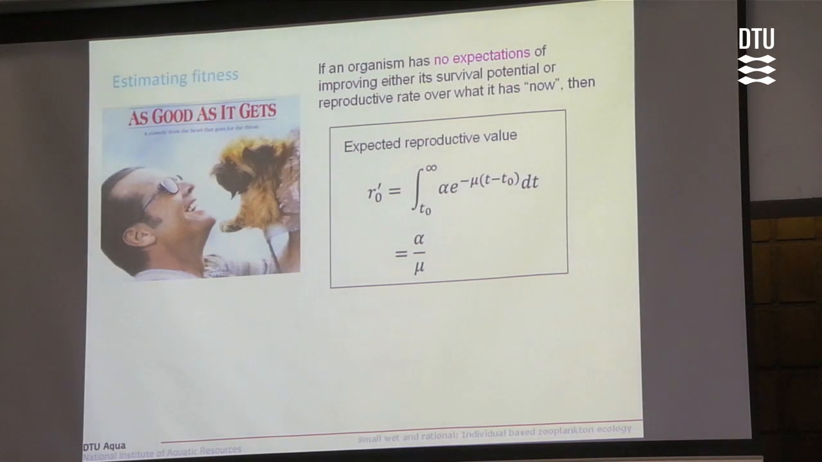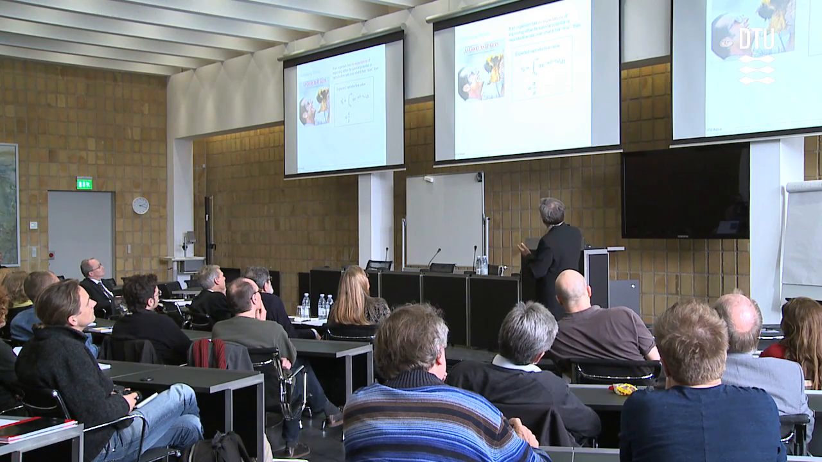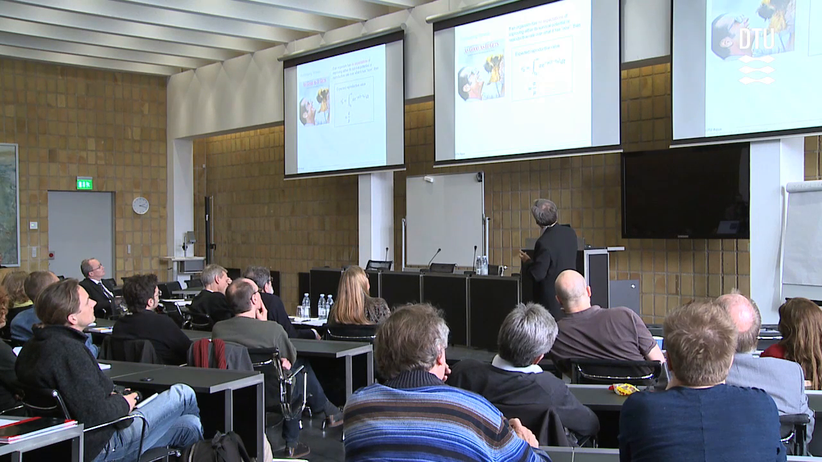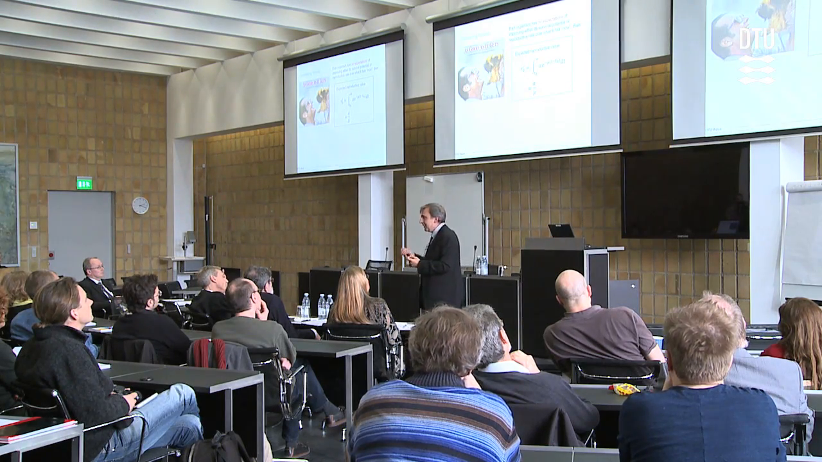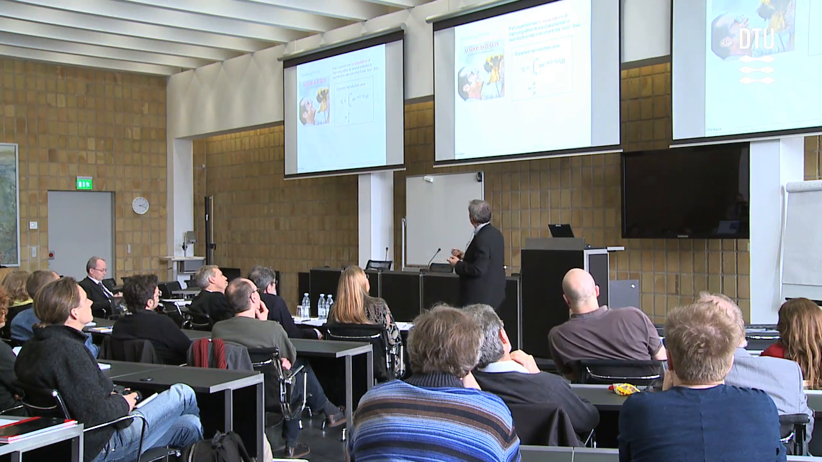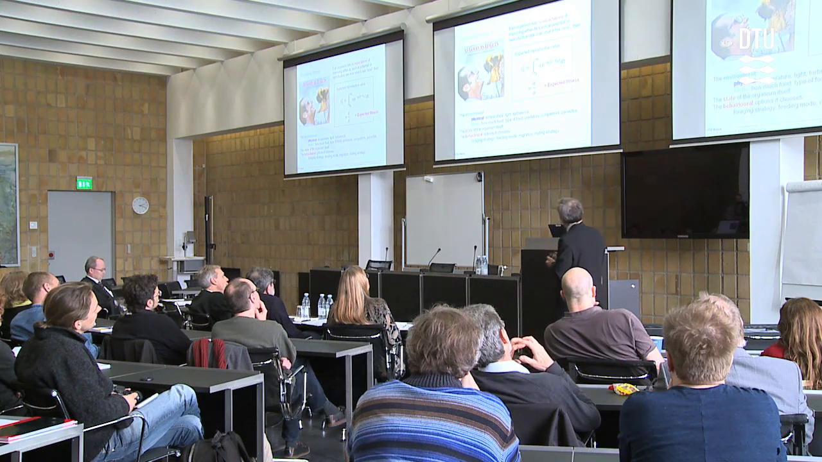But you can project this into the future. If an organism has no way of figuring out if its conditions are going to improve or not, then the expected reproductive value that it will have is determined by the ratio of its instantaneous reproductive rate to its instantaneous mortality rate. And this is the principle of this is as good as it gets. In other words, it's simply not going to get any better than that.